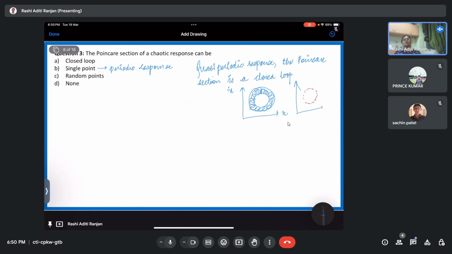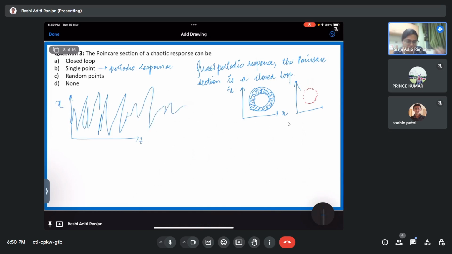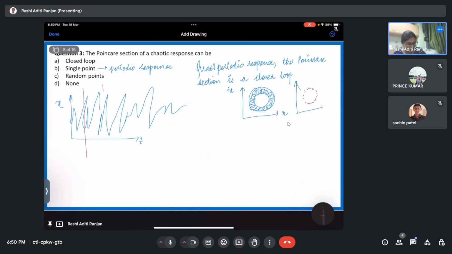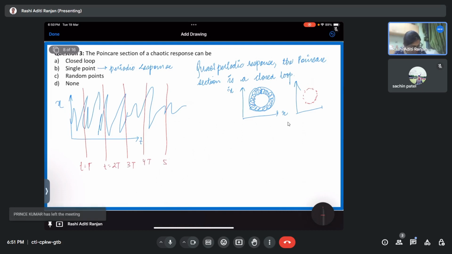But in case of a chaotic response, which is also known as an aperiodic response, what is going to happen? There is no periodicity present in the system, which means that my Poincare section is supposed to be some random points, right? If I plot time and x for a chaotic response, it is going to be something like this, random, no particular behavior. If I take its section at every time interval, let us say like this, this was at capital T, 3T, 4T, 5T.